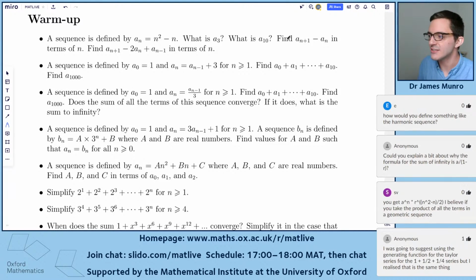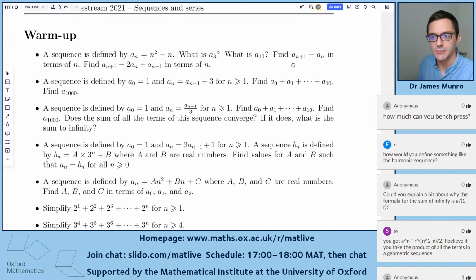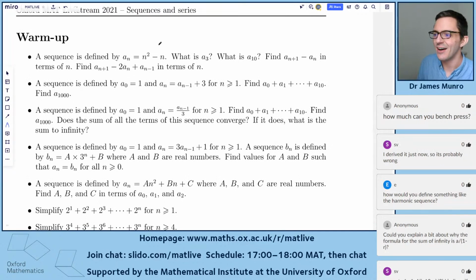And the exercise that I wanted at the start was to find something like a_(n+1) take away a_n, which is some calculation to do with this formula of a_n. I'm going to do that one on the screen because I think it's an interesting calculation. I mean, it's not an interesting answer, an interesting calculation. Okay, let's have a look.